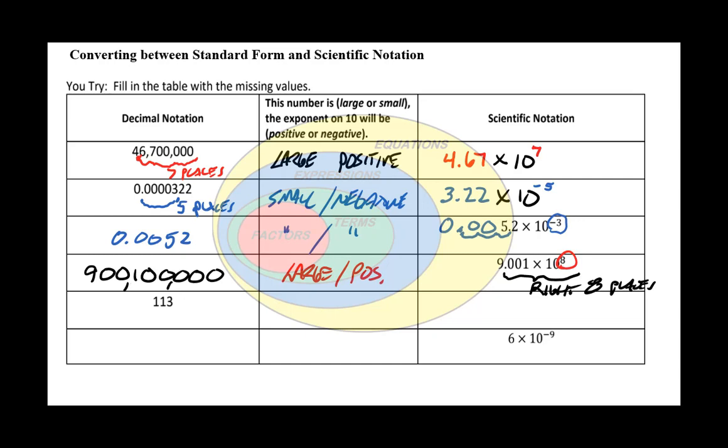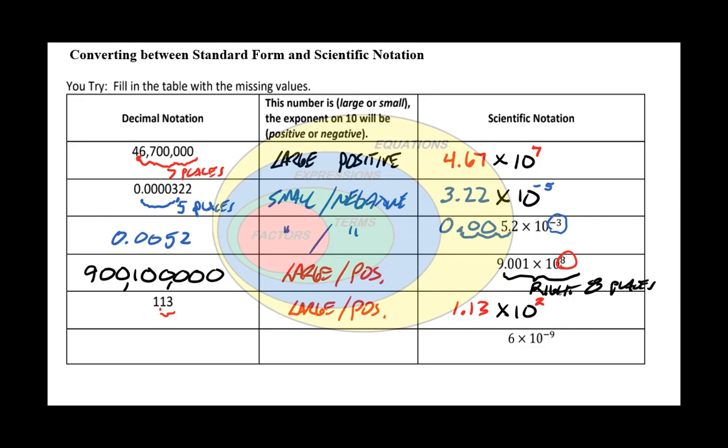So 113 is a large number again. It's actually bigger than 1. So this is a large number. We want a positive exponent. Again, we want to place the decimal place in our scientific notation right after the first 1, so that that first number is between 1 and 10. So this would be a 1.13, and then we're going to multiply by 10 to the, and I only need 2 places to move, so this would be times 10 to the 2nd place.